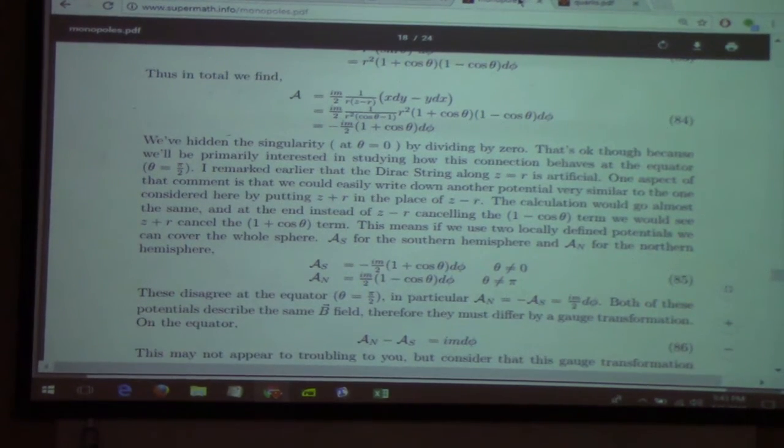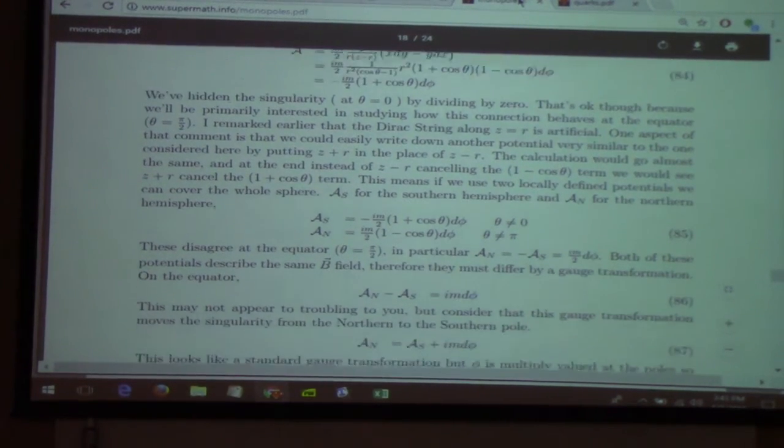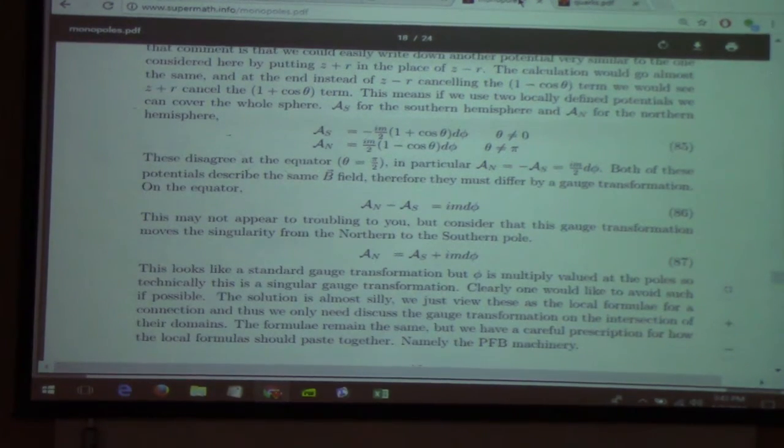And the way they're related, if you look at their difference, they're related by Im d phi. You might recognize this from the principal fiber bundles. When we took the difference of two connections, we got something in the differential of the gauge group. Yeah. So that's the relation.